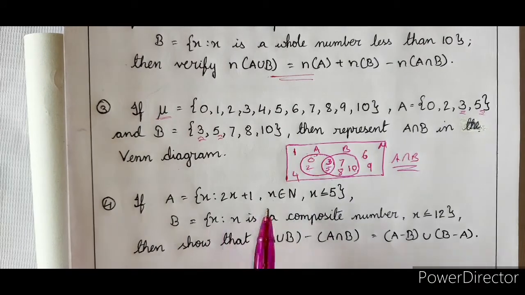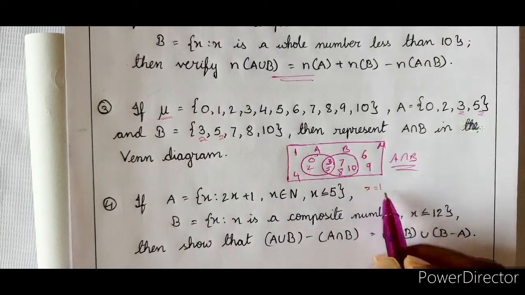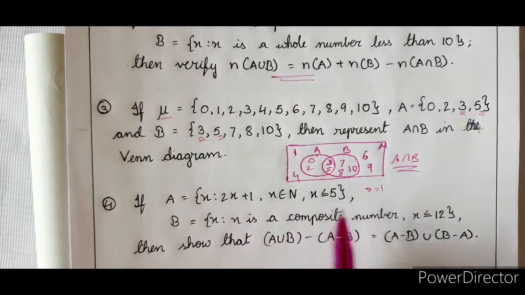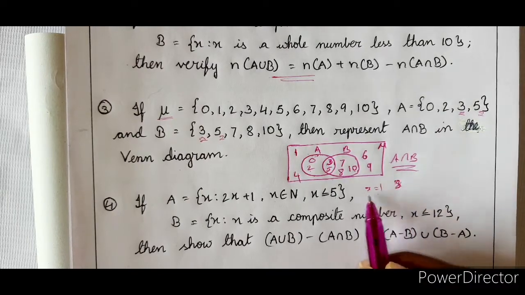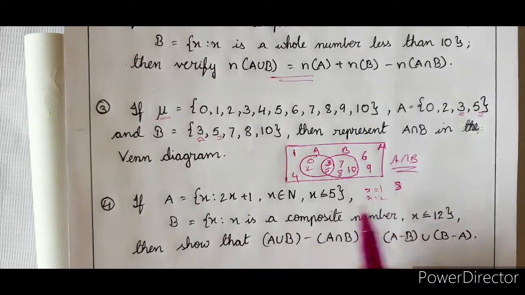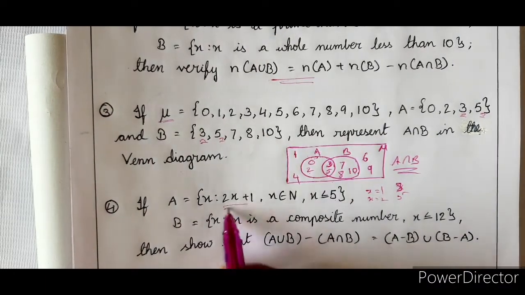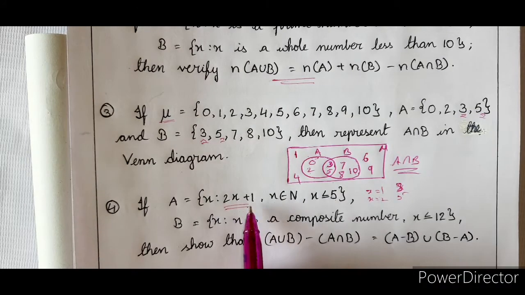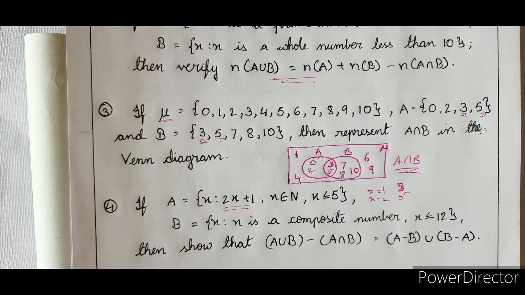Now it seems to be confusing to you, is it not? Nothing to be worried about. If you take x is equal to 1, 2 plus 1, it will become 3. So that means your element will become 3. Now if you take x is equal to 2, your element will become 5. So 2x plus 1 is the element, not the x. x belongs to N and x is less than or equal to 5.